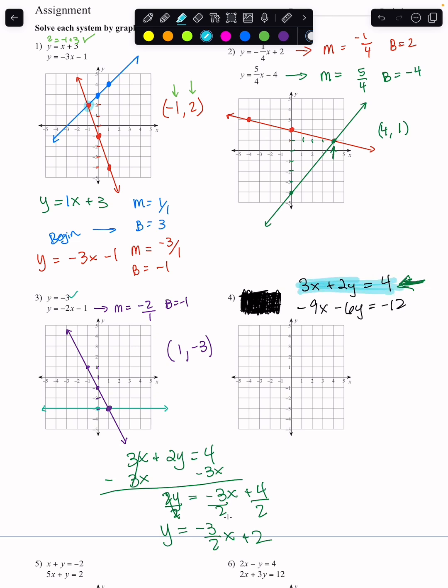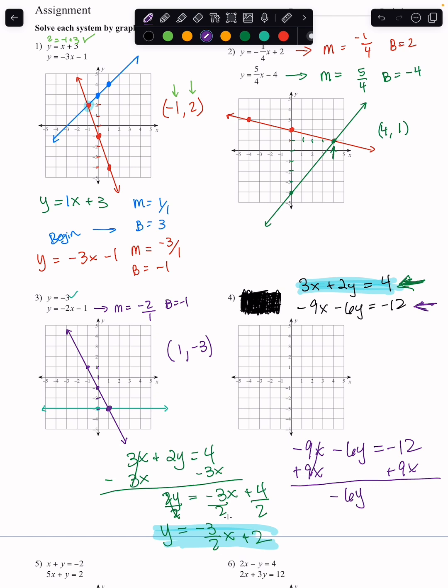All right, so we're going to do the next one. And we're going to do -9x minus 6y equals -12. So that's this one in purple. Again, we got to convert. So we're going to add 9x to both sides. -6y is going to be equal to 9x with the x in front minus 12. I'm going to divide every single thing by this -6.